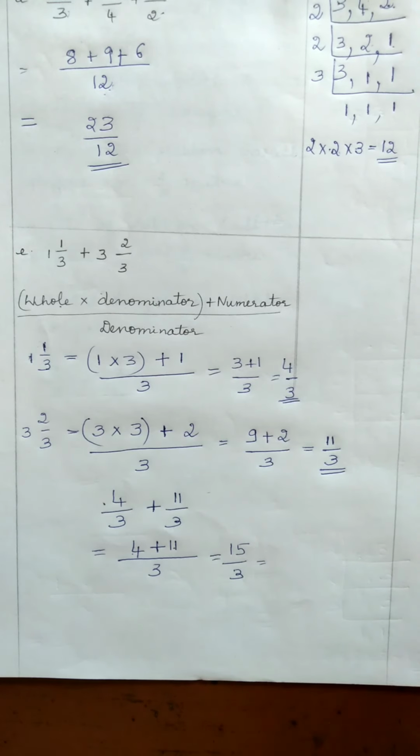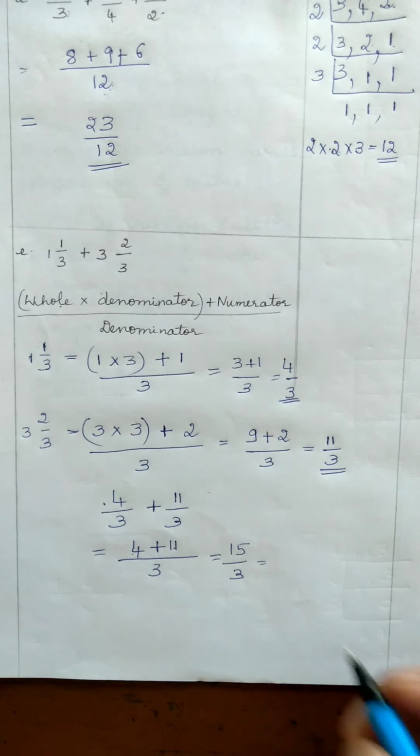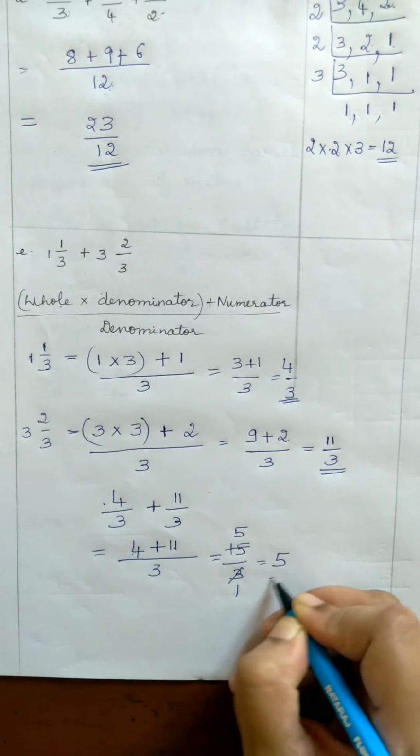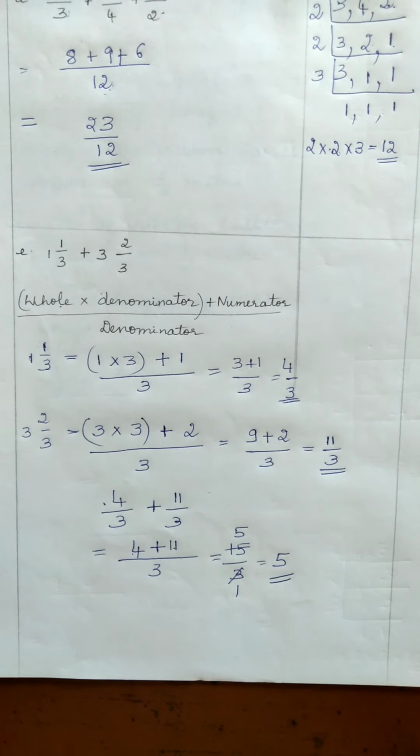We know that 15 by 3, both are divisible by the same number 3. Therefore, 3 1s are 3, 3 5s are 15. Therefore, the answer will be equal to 5.